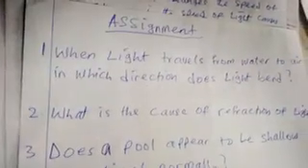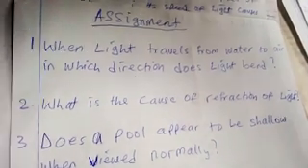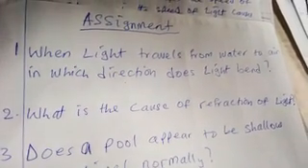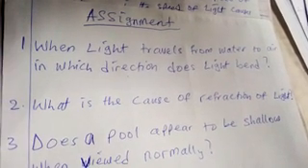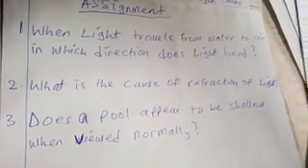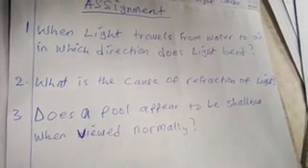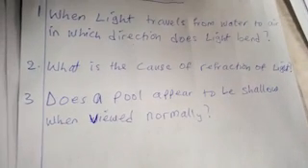So the assignment you are going to do is as follows. You have to give straight answers to these questions. 1. When light travels from water to air, in which direction does light bend? 2. What is the cause of refraction of light? 3. Does a pool appear to be shallow when viewed normally?